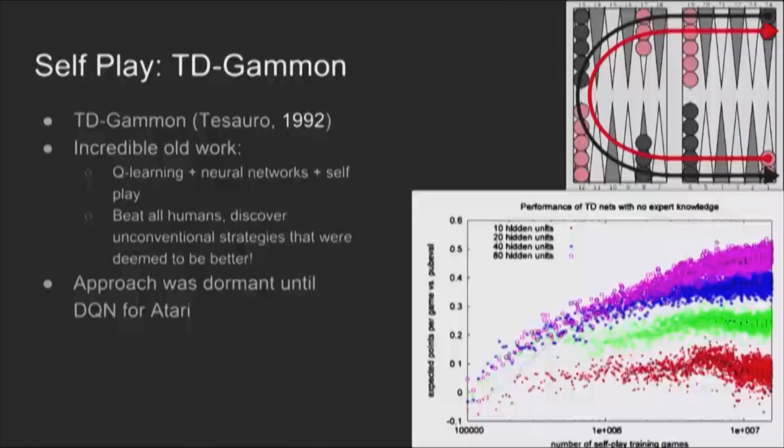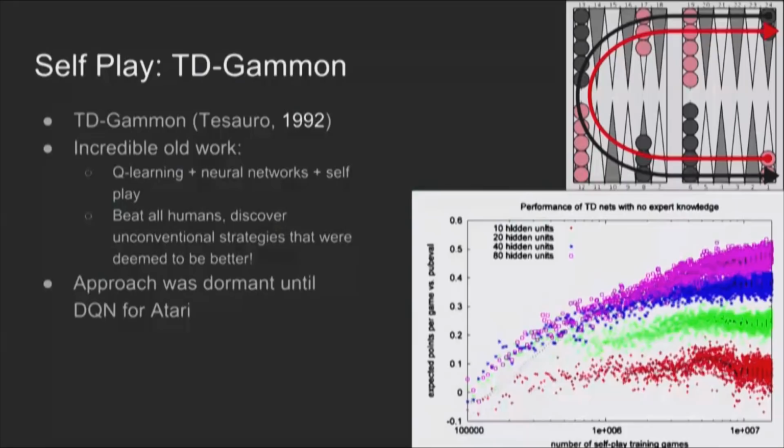I want to mention old work in self-play, and that is TD-Gammon. It's 1992, so this is prehistoric ancient history. And what's really amazing about this work is that it's just so modern. It could have been written in 2017, just with much, much slower computers. You can see the plots, they show the performance of their system when their neural net has 10 hidden units, 20 hidden units, all the way up to 80. And they used Q-learning to train the policy, train with self-play, and to be the world champion. The foresight is just amazing.